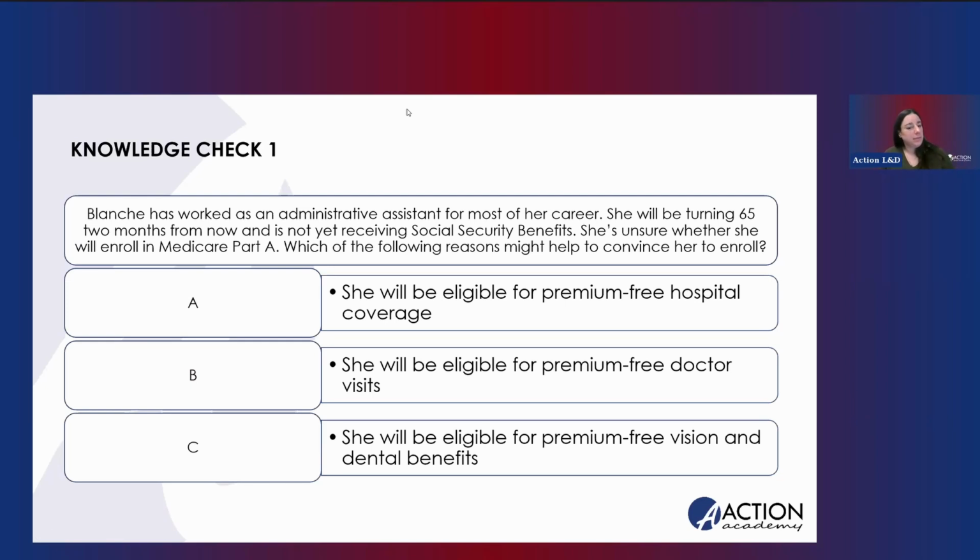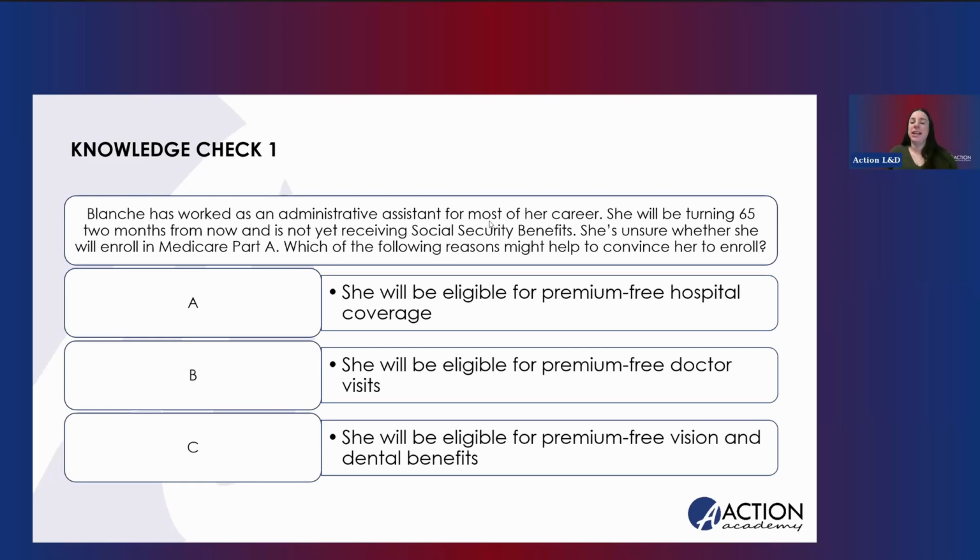So Blanche has worked as an administrative assistant for most of her career. She'll be turning 65 2 months from now and is not yet receiving Social Security benefits. She's unsure whether she will enroll in Medicare Part A. Which of the following reasons might help her be convinced to enroll?